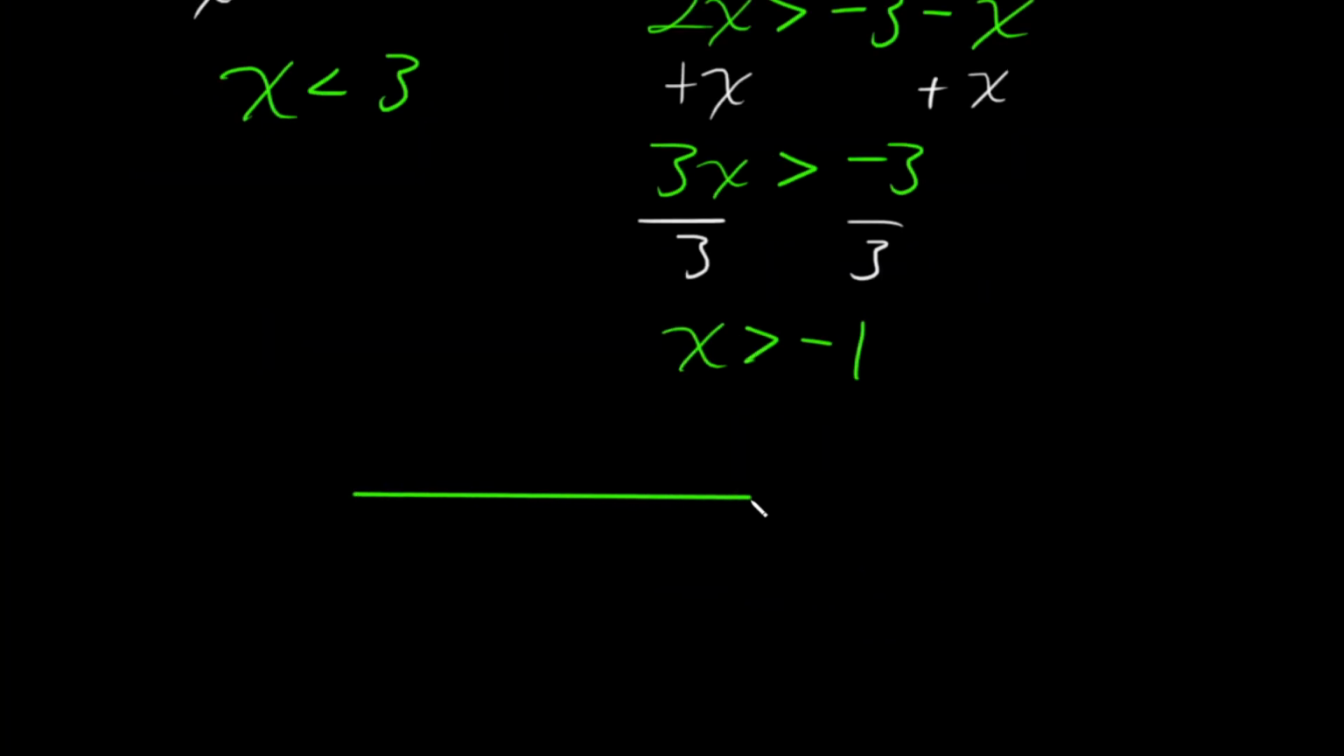We'll graph this on the number line. Negative 1 and 3. X is less than 3. Open circle to the left. And x was greater than negative 1. Open circle to the right.